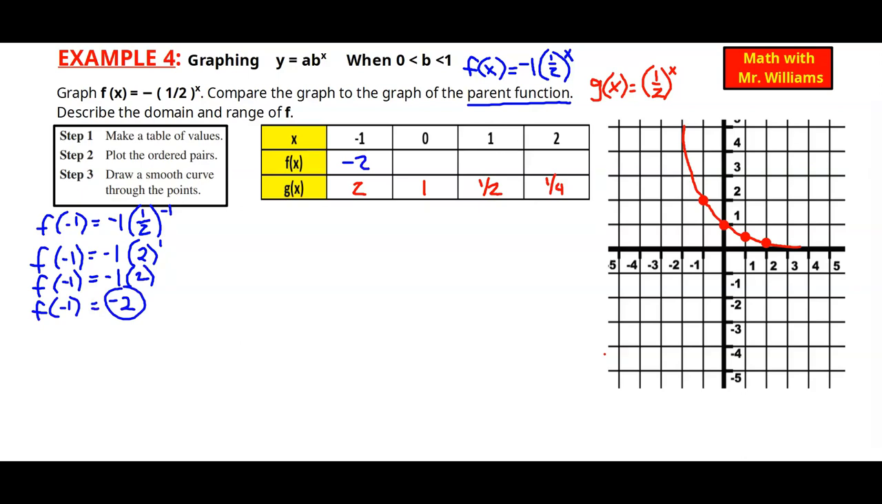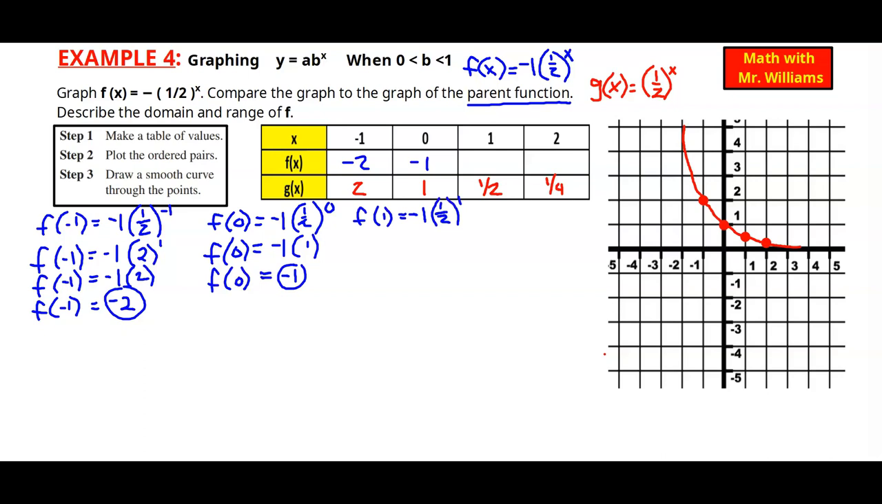All right, now let's go find f of 0. So we have f of 0 equals negative 1 times 1/2 to the 0 exponent. Anything to the 0 exponent is going to give us 1 as an answer. So now we have negative 1 times 1, which will get us a negative 1 answer. All right, on to f of 1. 1 times anything is its number, and a negative 1 times 1/2 would just give us a negative 1/2. All right, lastly, we have f of 2.